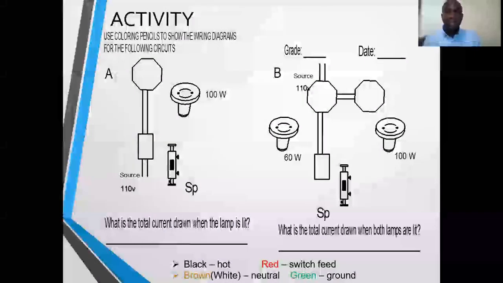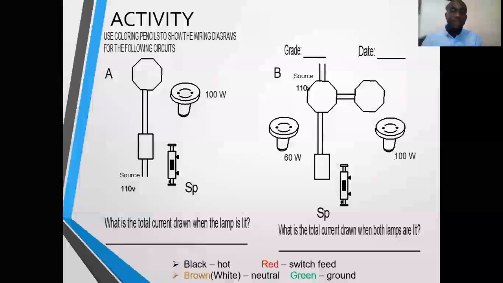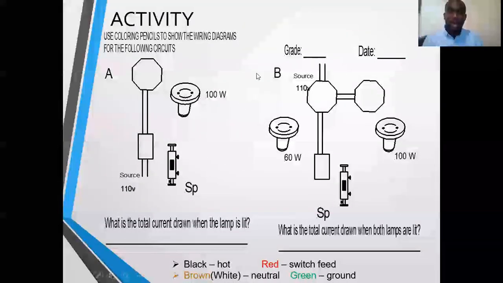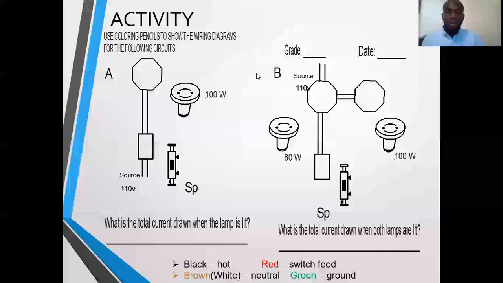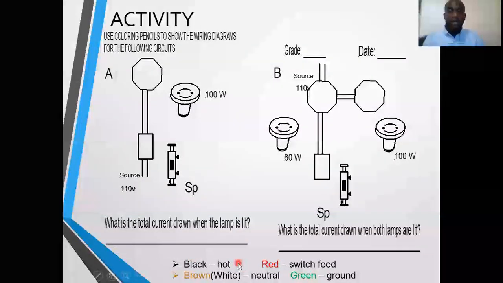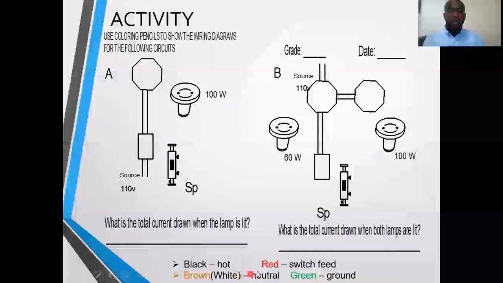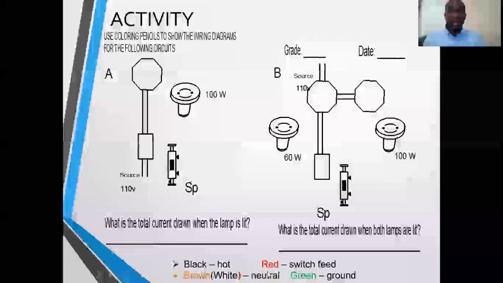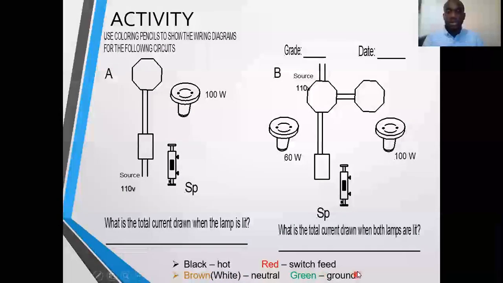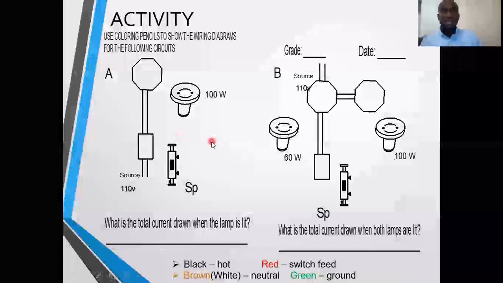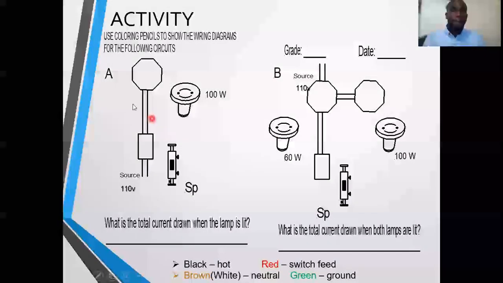Now you have an activity to do. I want you to pause the video having listened to this instruction. Get your coloring pencils, and as you can see at the bottom here, I would have given you the color code. For the black wires, or the hot wires, you're going to use black. For the red wires, that's your switch feed, you're going to use red. For your neutral or white wire, you're going to use brown. And in this case, you can connect the green.